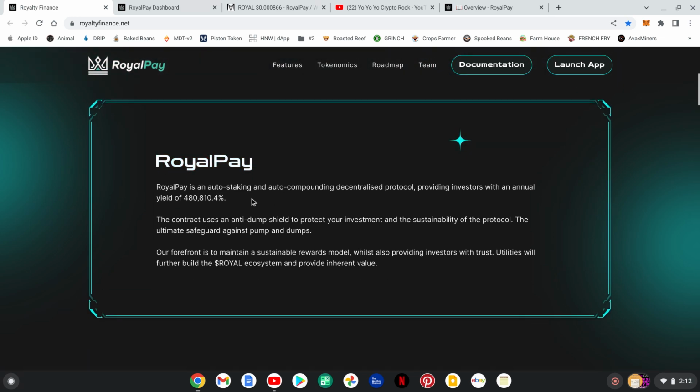All right, let's get down here. So it's an auto-staking, auto-compounding, decentralized protocol, providing investors with an annual yield of 480,810.4%. So let that start doing its work for you, guys. If you start selling every single day, you're never going to have any growth. Hold on to it, let it grow. Take profits maybe once a week, three times a week, whatever you feel comfortable with. Don't just pull out every day because you can take 1%. That's where people are getting it all wrong with a lot of these protocols that are offering 1 to 5% daily.